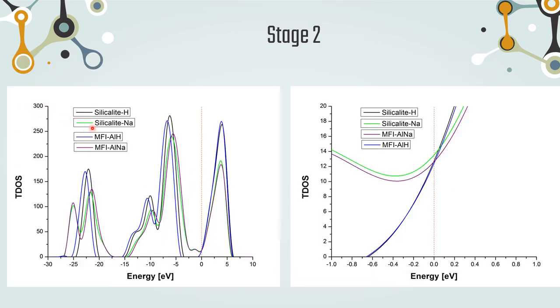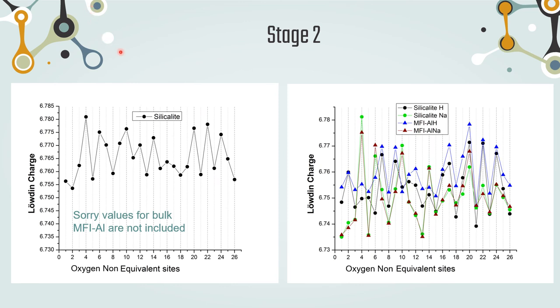In contrast to the total densities of states previously observed for bulk zeolite, the band gap of lamellar zeolite is 0 electron volts. This shows that there is a substantial change with decreasing dimensionality. This graph presents the Loewdin charge for distinct oxygen atoms in both silicalite zeolite and in distinct laminar zeolites. High charge values are associated with intrinsic basicity, while lower values with intrinsic acidity. By comparing both graphs, it's observed that laminar zeolite presents higher variation in acidity-basicity.